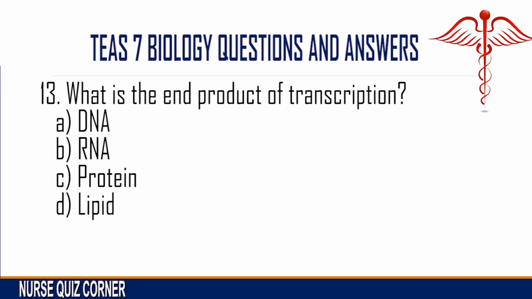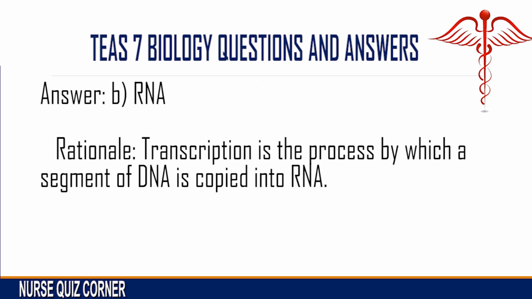13. What is the end product of transcription? A. DNA. B. RNA. C. Protein. D. Lipid. Answer: B. RNA. Rationale: Transcription is the process by which a segment of DNA is copied into RNA.